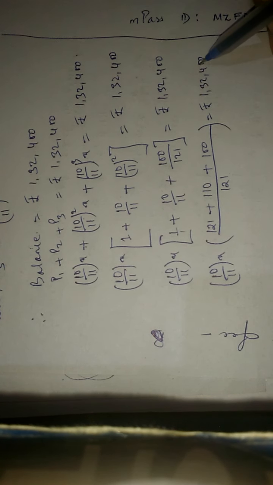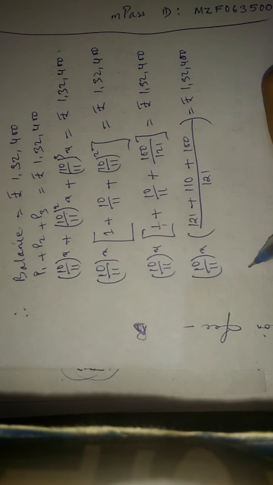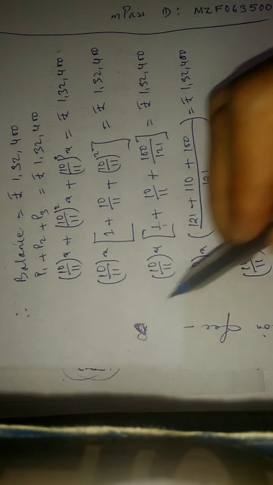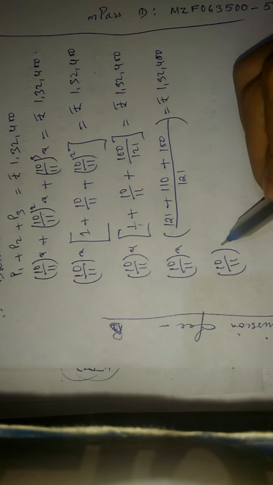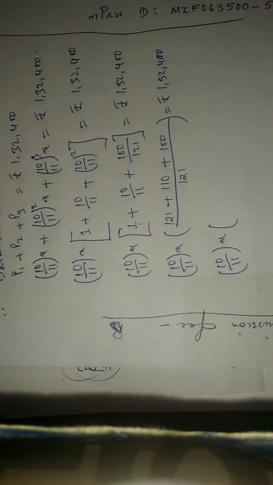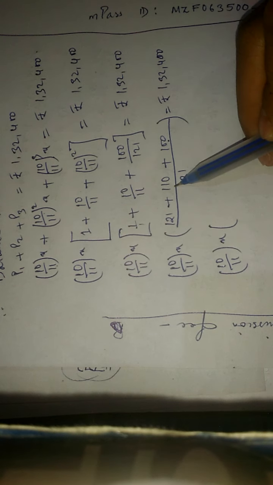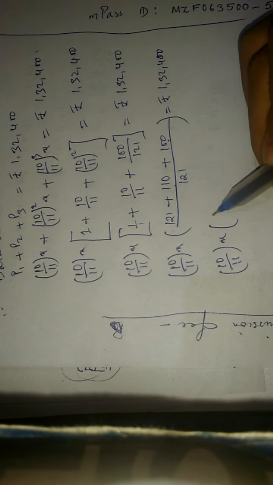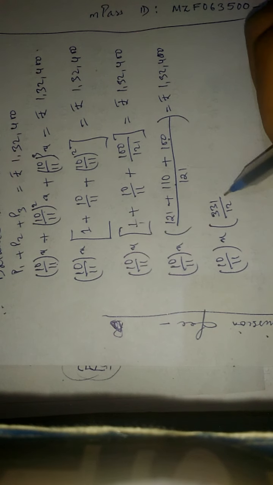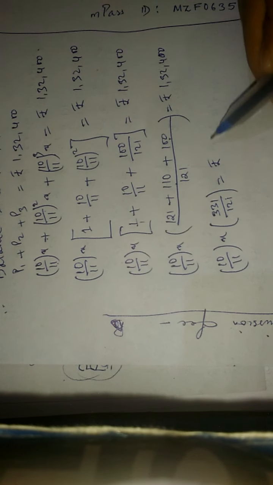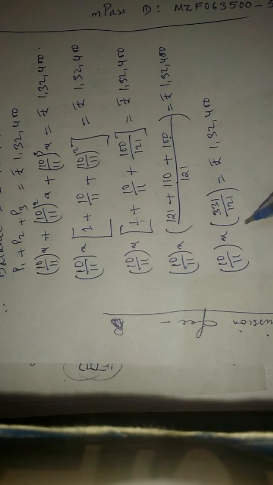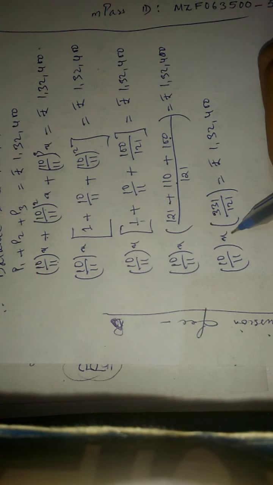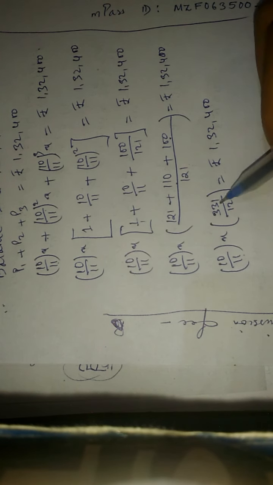Then 10 by 11 x, you have to add all these three. On adding this, we get 331 by 121, so 10 by 11 x times 331 by 121 equals rupees 1,32,400.